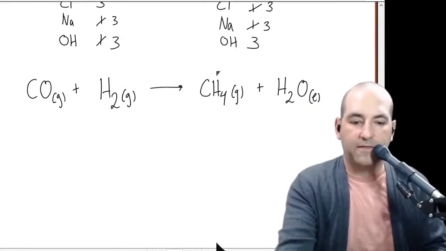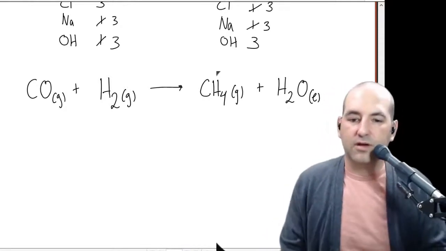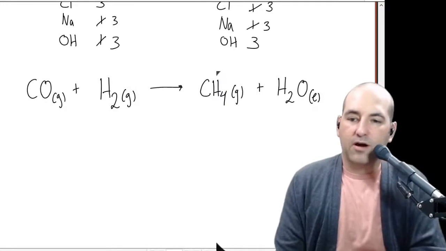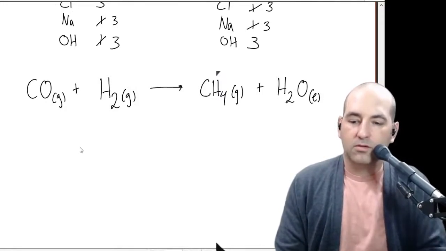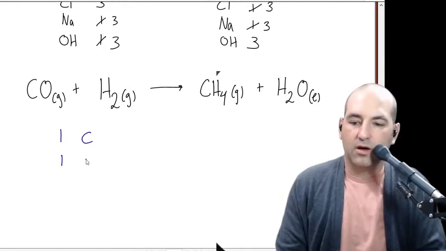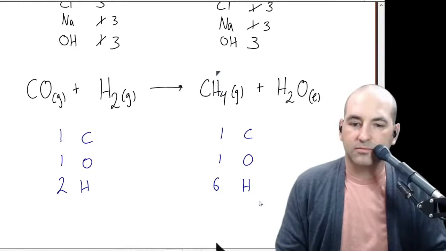All right, so now that we've got those, let's see if we can figure out what's going on here. So let's start with our inventory as usual. So we'll say we've got 1 carbon, 1 oxygen, 2 hydrogen. And then over here, 1 carbon, 1 oxygen, 6 hydrogen. Right? I think I'm seeing that okay.